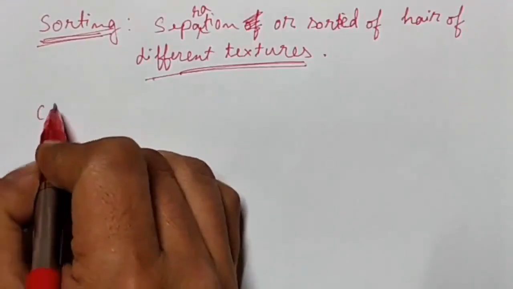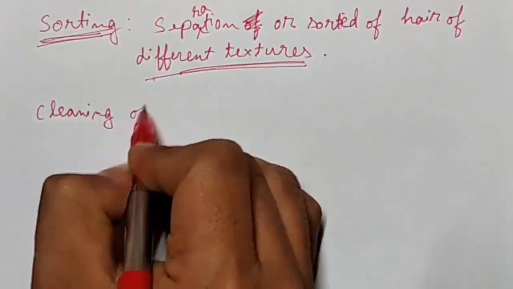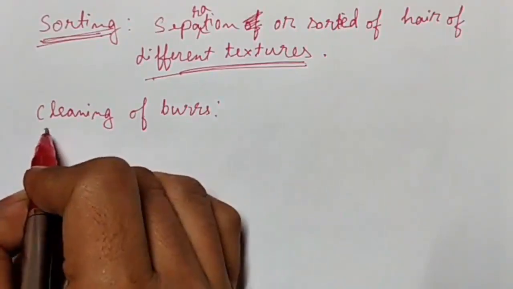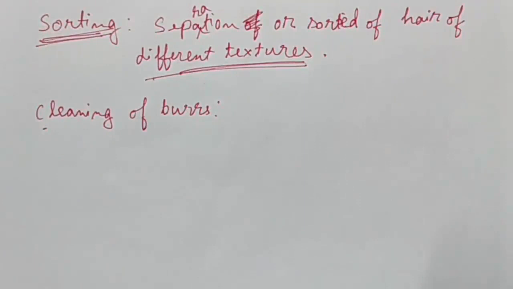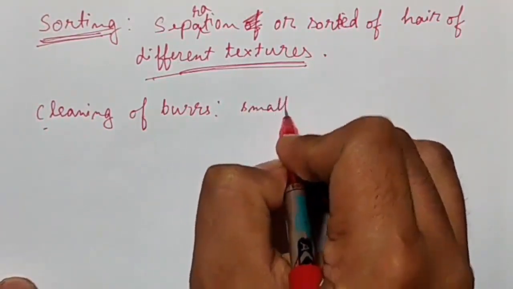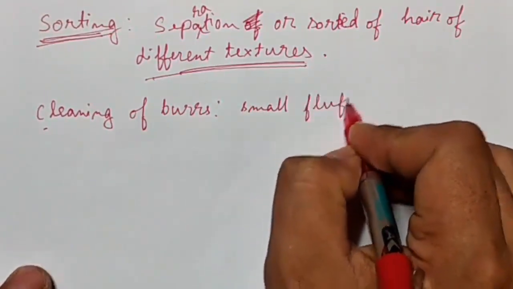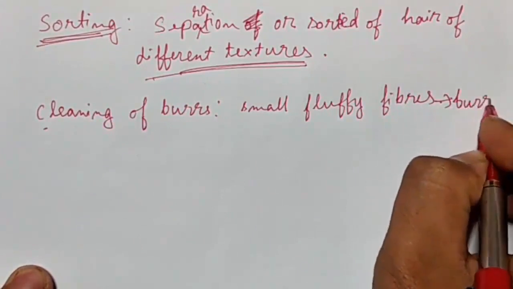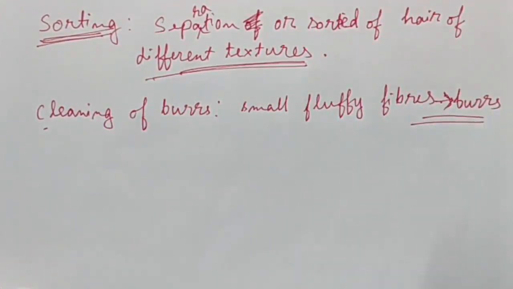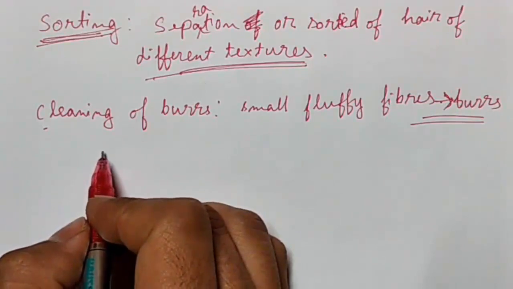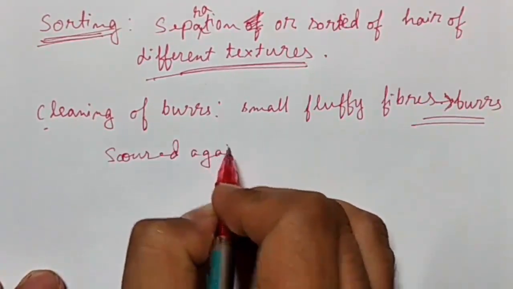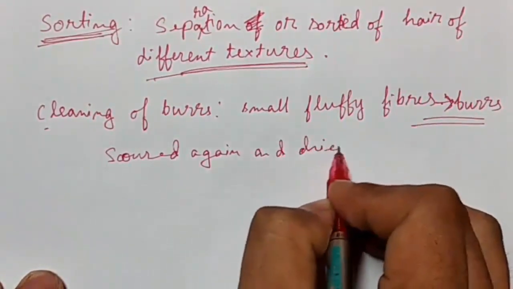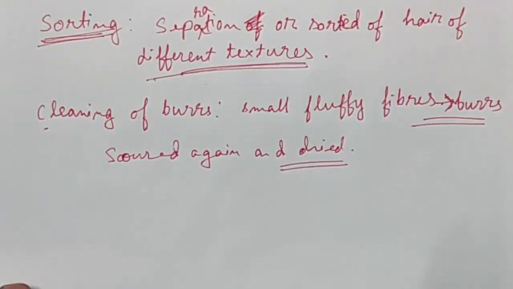The next step is cleaning of burrs. Let's see what is cleaning of burrs. In this step, the small fluffy fibers called burrs are picked out from the hair. These are the same burrs which sometimes appear on our sweater. And after that, the fibers are scored again and dried. This is the wool ready to be drawn into fibers.